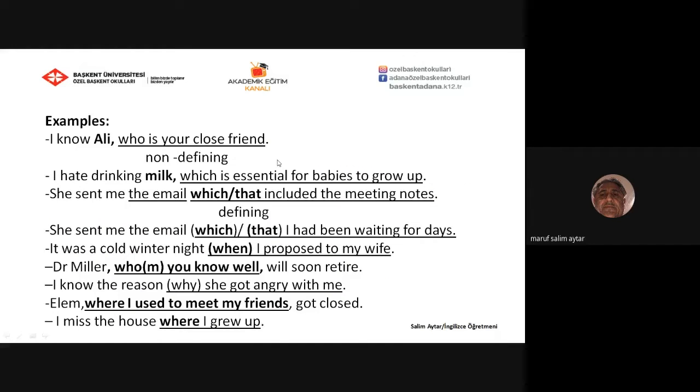Let's have a look at the examples so that you can grasp the main difference in a much, much better way. It says here, for example, I know Ali, who is your close friend. Ali is a name. And when you talk about a name in English, actually in any language possible, okay, you don't have to define it. You can just give extra information about this name.